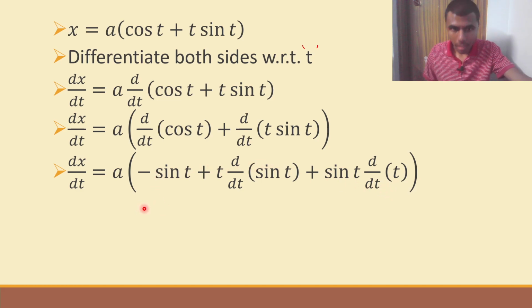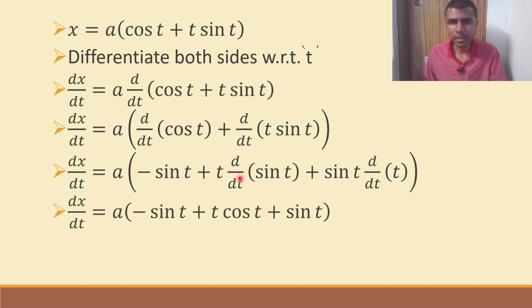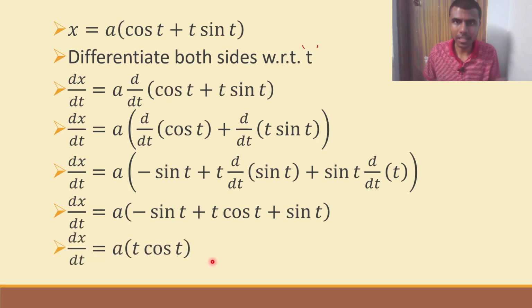Now, derivative of sin t is cos t. So I have here t cos t, and the derivative of t is 1, so sin t into 1 is just sin t. That's why I have sin t. Now be careful here. If you see, minus sin t and plus sin t cancel out each other, and hence I am left with a into t cos t. Okay, fine, great, we are done with one job.